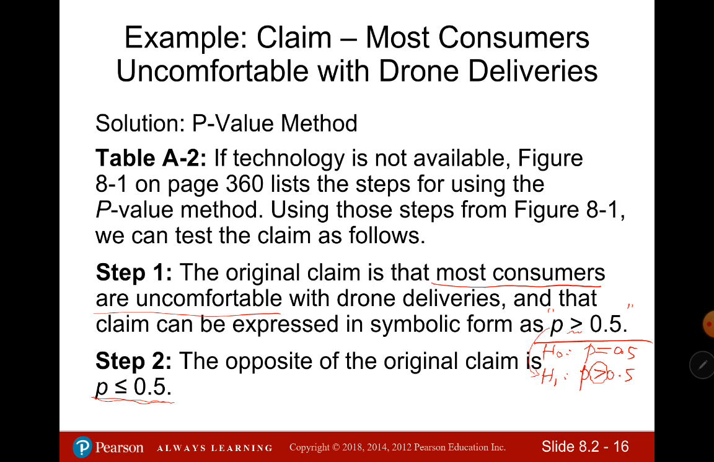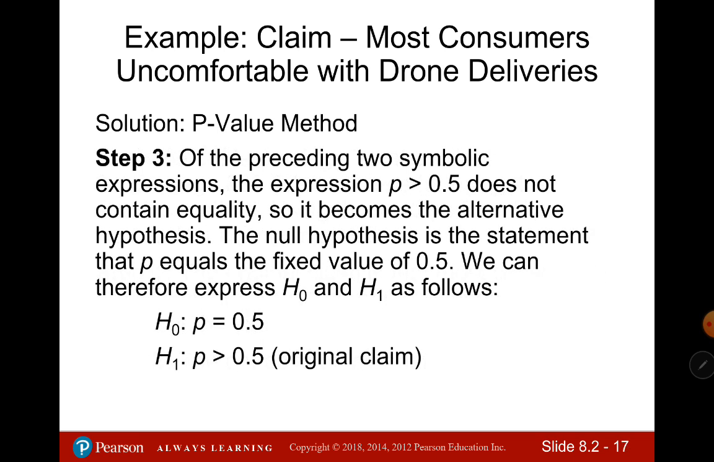If you know the alternative, you only need to change the sign in the middle to be an equal sign. So I keep p, keep 0.5, but replace the greater than sign with the equal sign. So that will be our null hypothesis. So we can see by this step, we will get these two as our alternative and the null hypothesis.